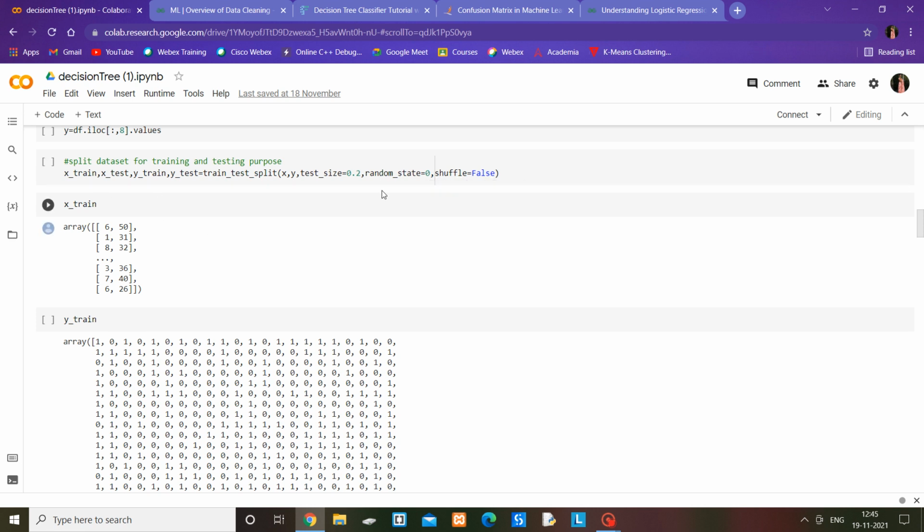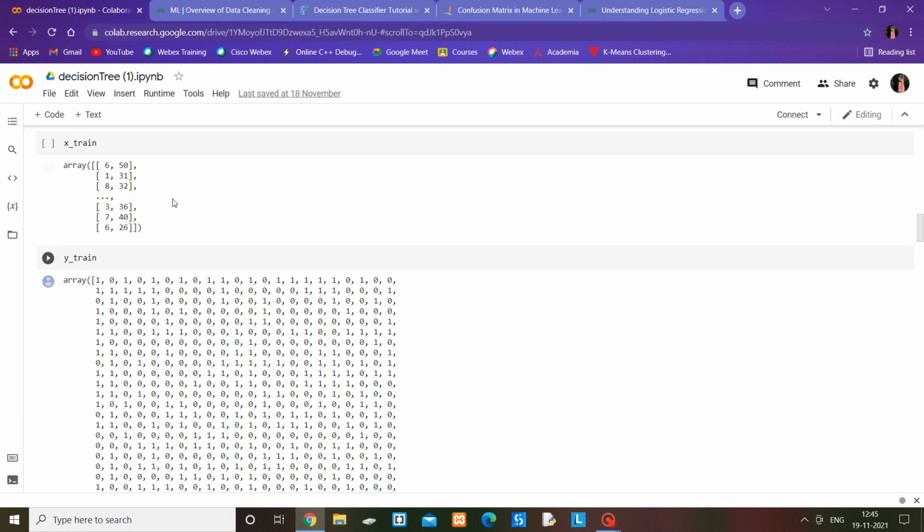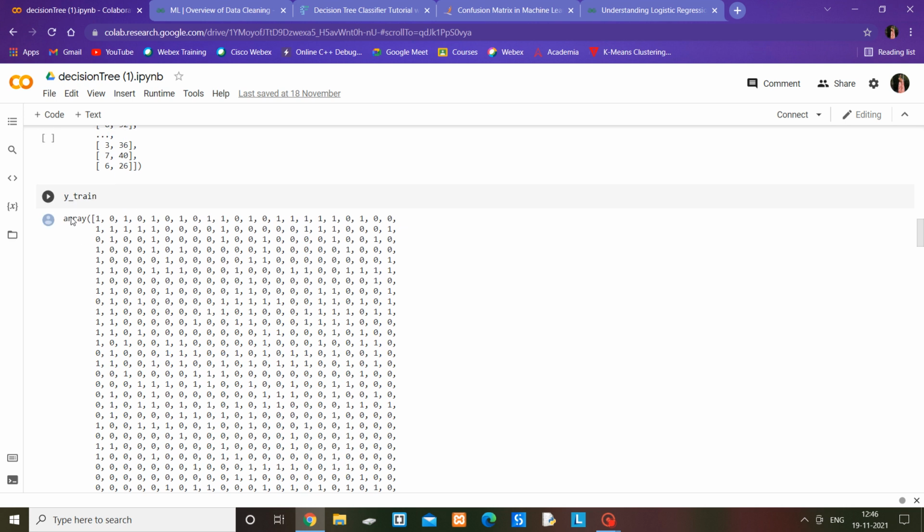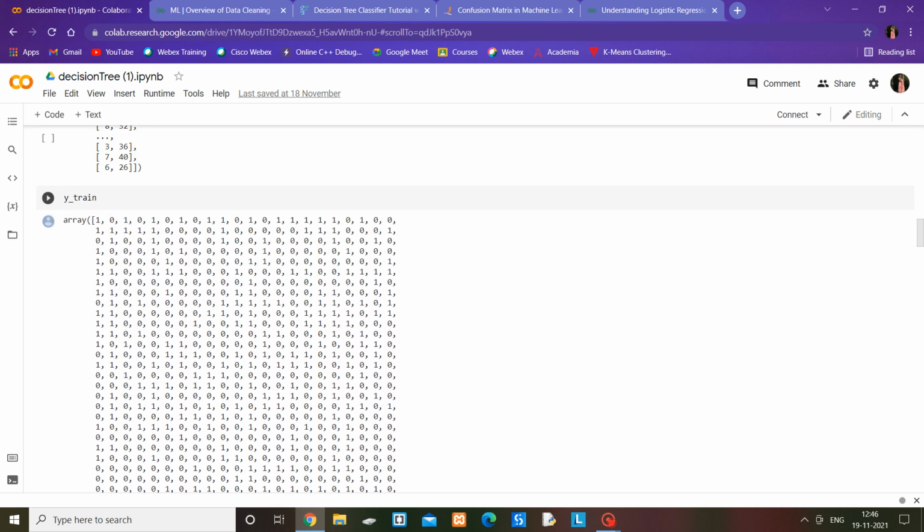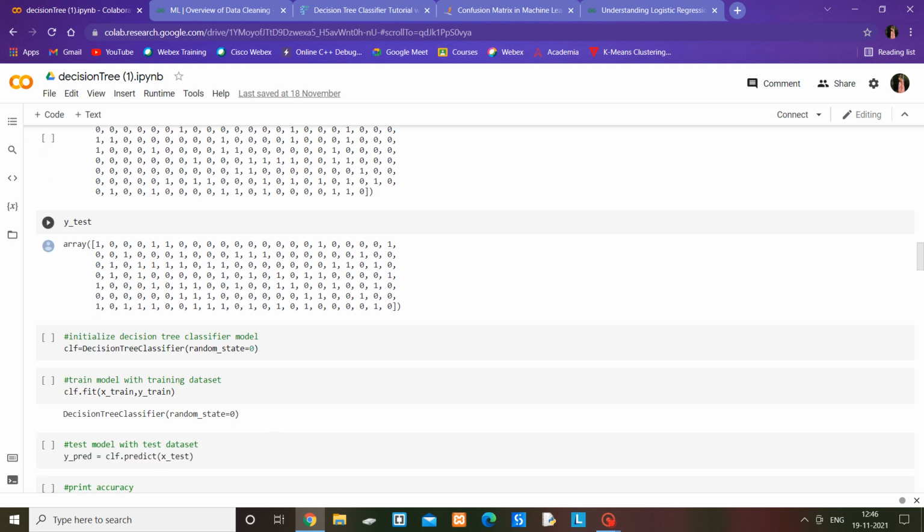For splitting, the random state is initialized to 0 and shuffle is set to false. Here the array contains the values. An array is a collection of homogeneous data. So this is the X train and this is the Y train, which is the output related to the train. Here we see the output in the decision tree classifier. This is the Y test.